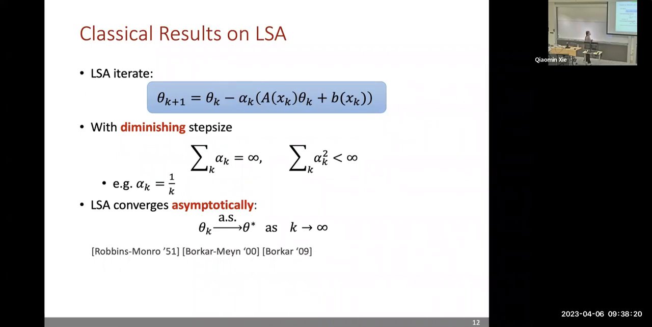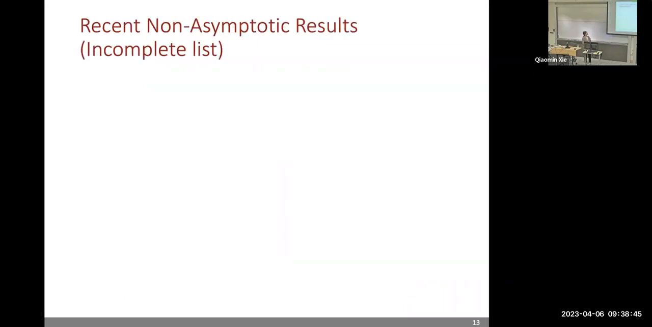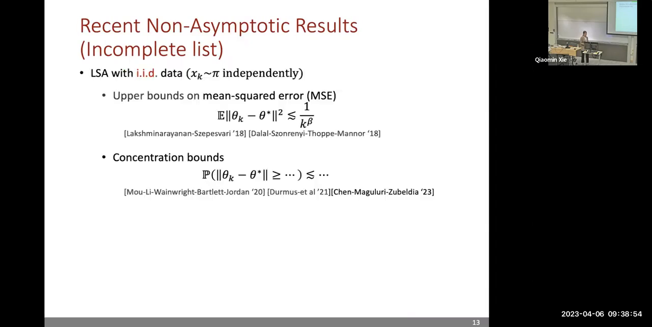It's nice to have these asymptotic results, but in practice we only have limited sample data, so we care about the sample complexity. In reinforcement learning, for example, we care about how many samples we need in order to obtain an epsilon-accurate value function. So it's important to have non-asymptotic guarantees for the procedure. Recently there has been significant advance on non-asymptotic results, and I just want to highlight some related work here. It's definitely an incomplete list.